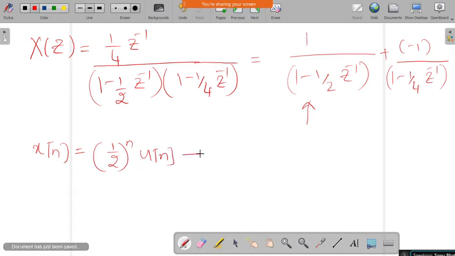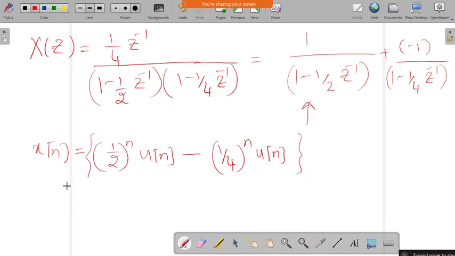Right? So minus here, same, sir. Even there also, 1 by 4 power n into u of n. So this is your input signal x of n for this particular X of z. Clear?